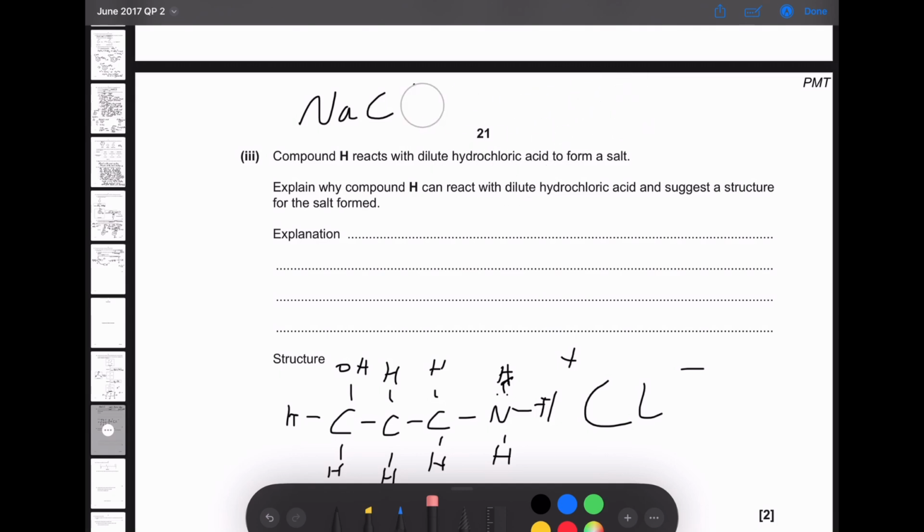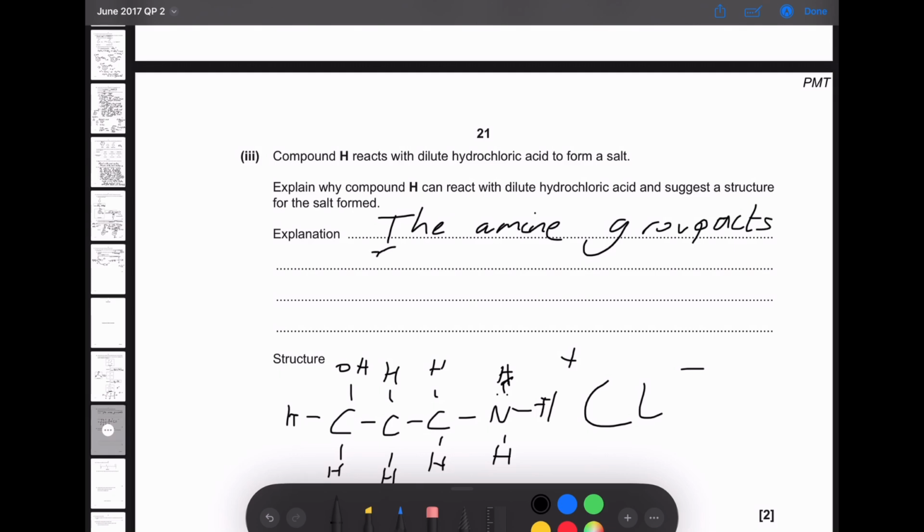So what are we going to say? We're going to say the amine group acts as a base to accept H plus ions to form a salt.